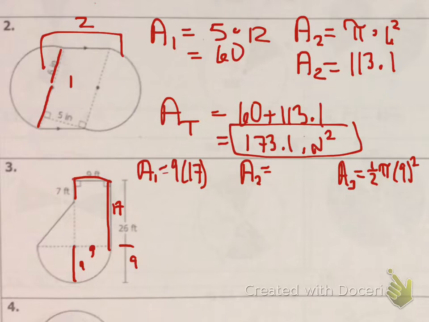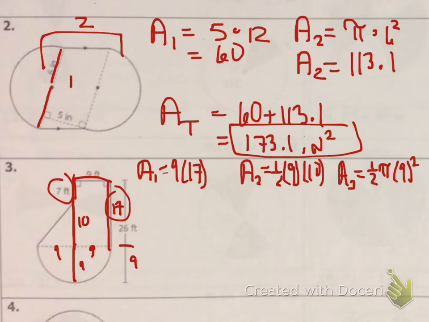Alright, well now how do I find this right here? That's a good question. Well, notice the 17 and the 7. That makes up this. So if I subtract, I get 10. And here's 9. So here's my triangle, 1/2 times 9 times 10. That was my second region. So now I have everything I need to find all my different regions.